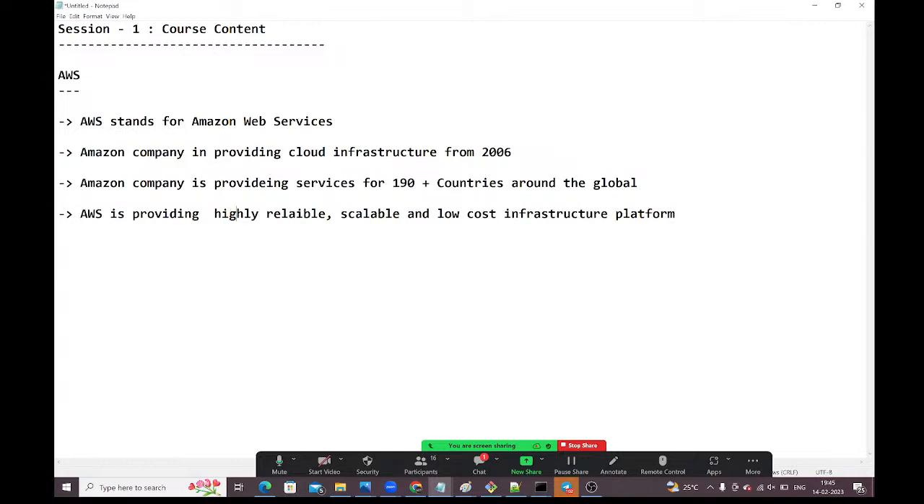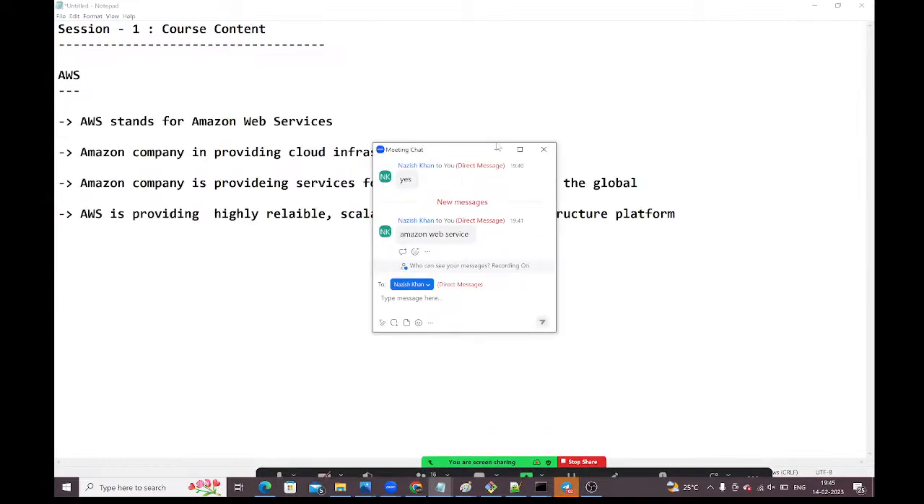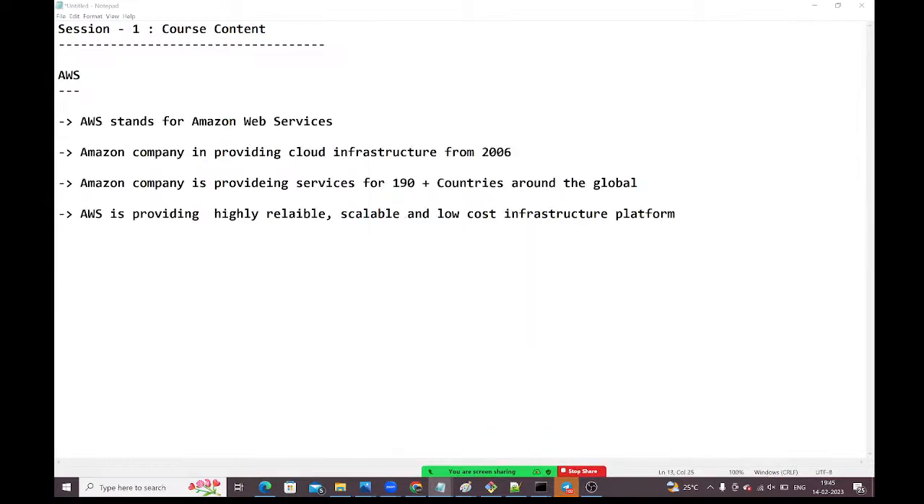Guys, read these steps once. What is AWS? AWS stands for Amazon Web Services. Amazon company is providing cloud infrastructure from 2006 onwards. Amazon company is providing services for 190 plus countries around the globe. AWS is providing highly reliable, scalable, and low cost infrastructure platform. Read the steps, guys.